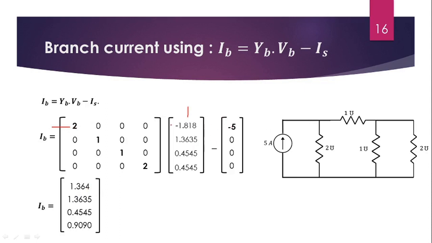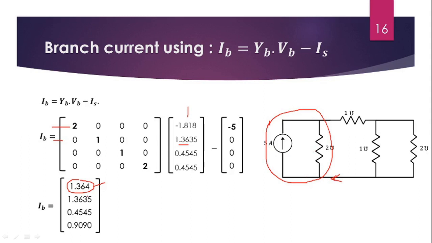So after doing the calculations, that is first row into this column minus 5, we got the answer as 1.364. Okay, minus minus becomes plus, so 5 minus 1.818 into 2, so we got here 1.364. Second row, this column minus this is 0, so 1 into 1.365. So when we say 1.364, it is not the current flowing through 2 mho, it is the overall current flowing through this branch. It will be taken as a separate branch, the current flowing through this overall branch, not only 2 mho.